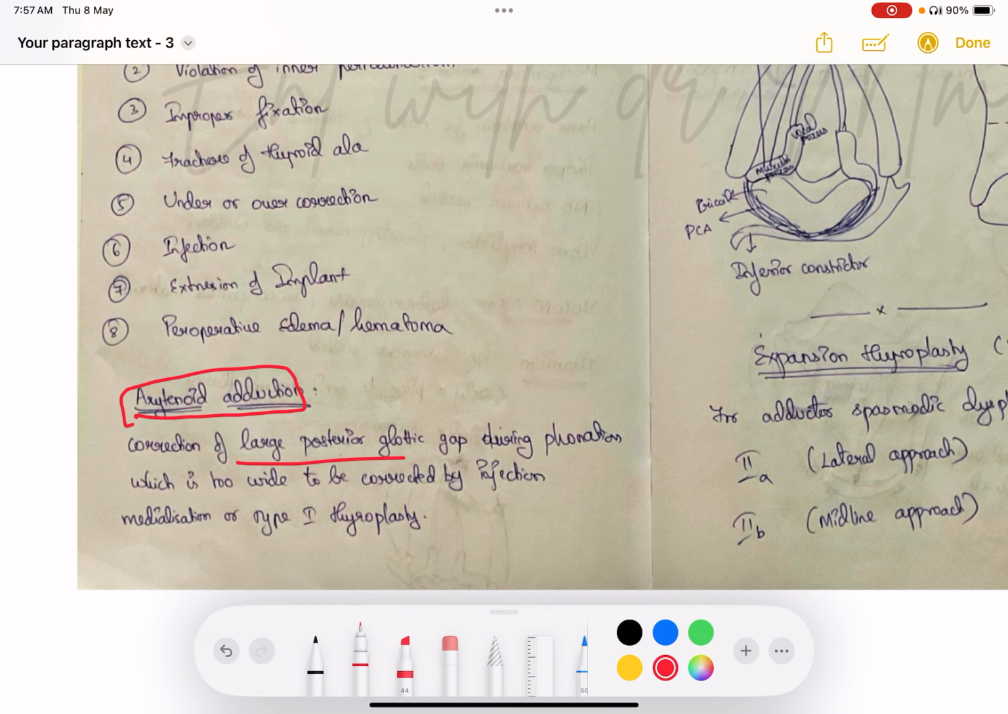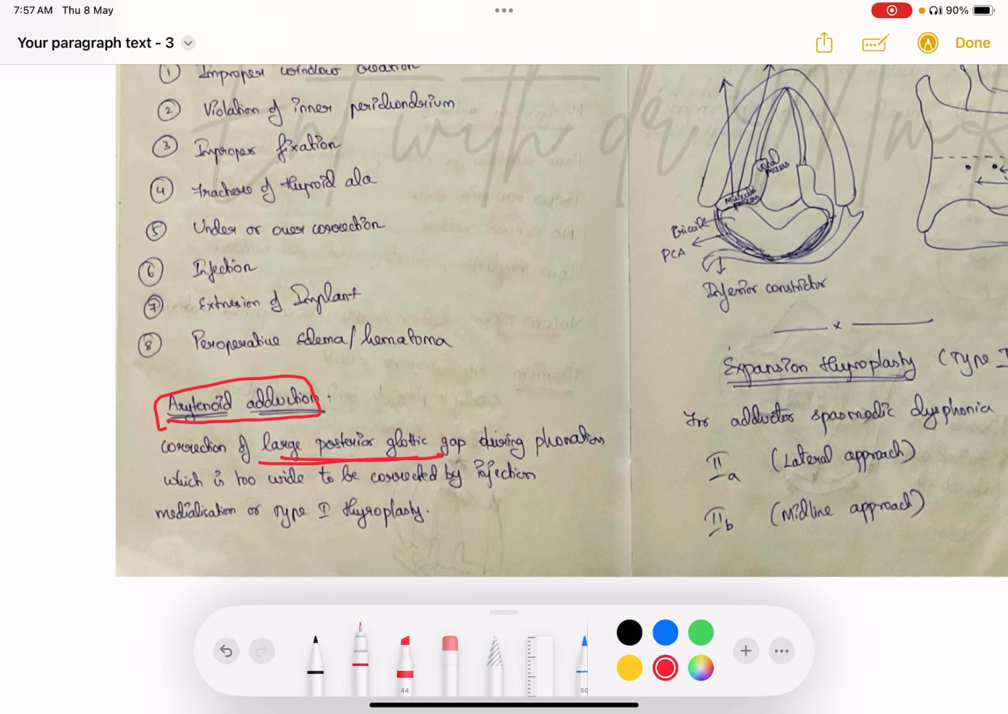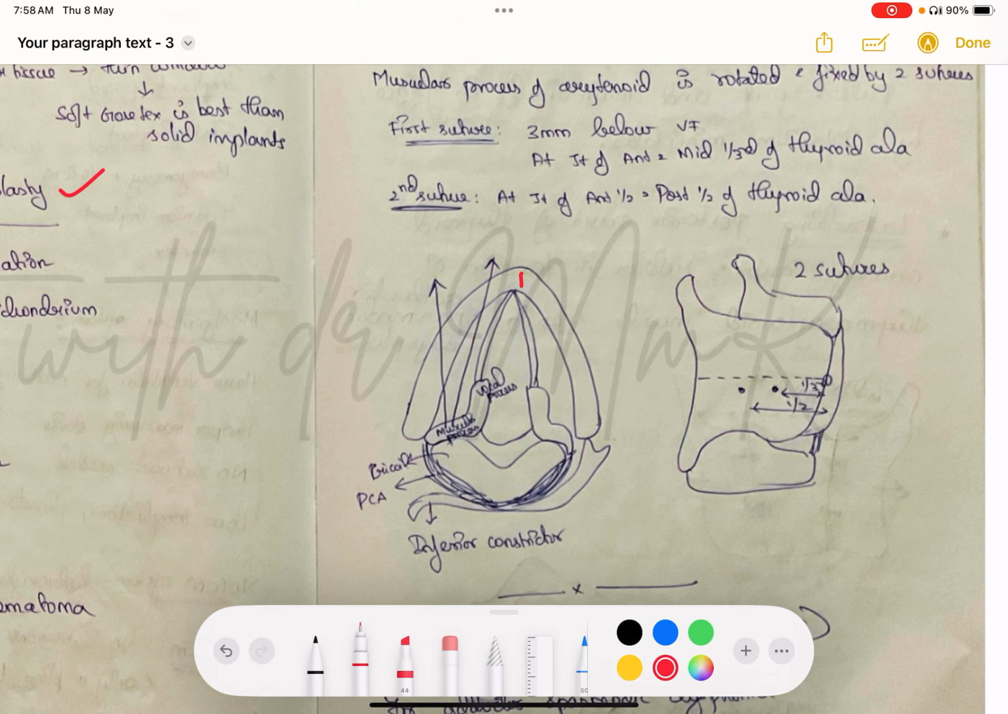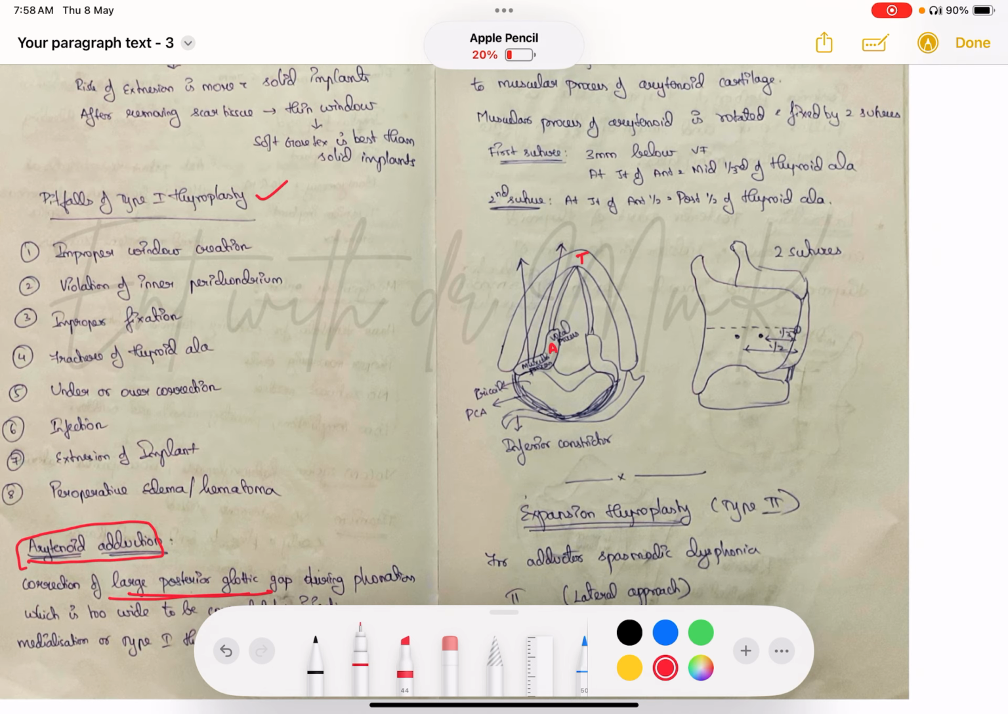To reduce the posterior glottic gap, you have to reduce it. So how is it done? First, this is the thyroid cartilage. This is the arytenoid cartilage. So we are going to put two sutures on the arytenoid cartilage so that we can rotate this cartilage medially. So how is it done?